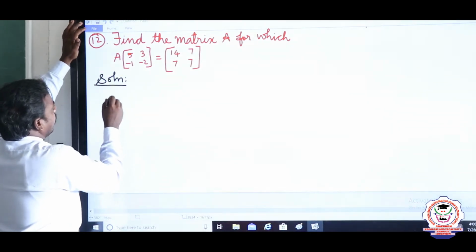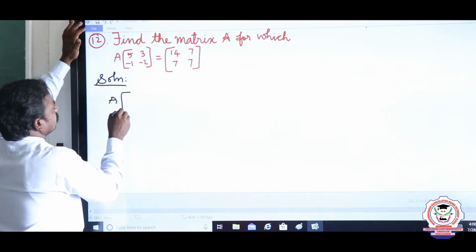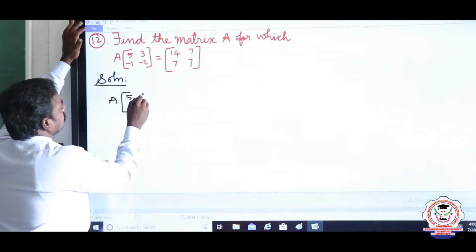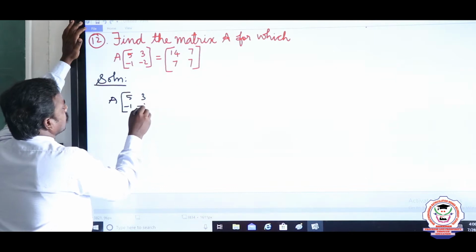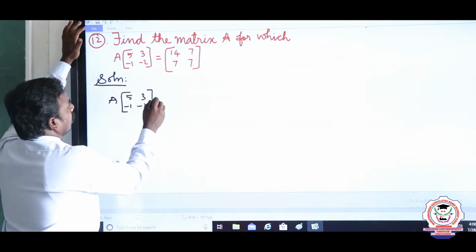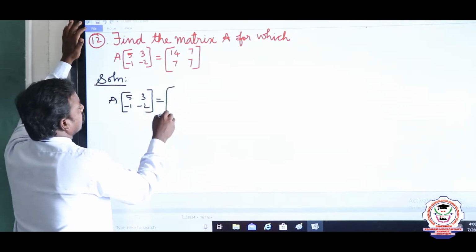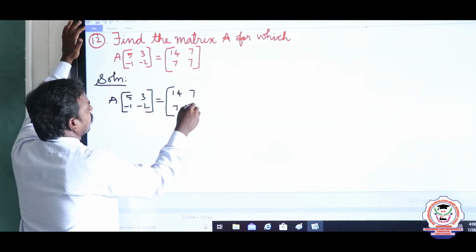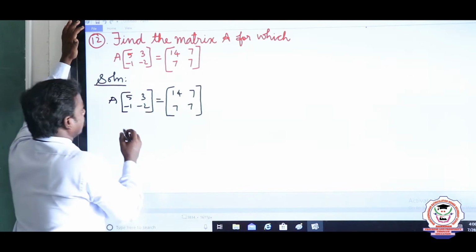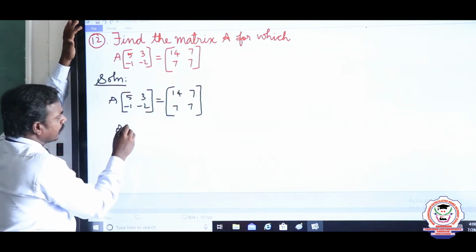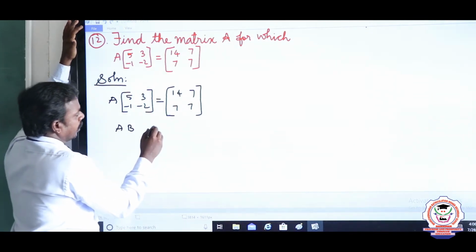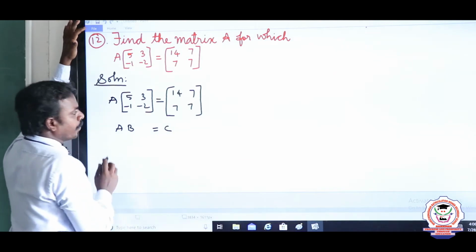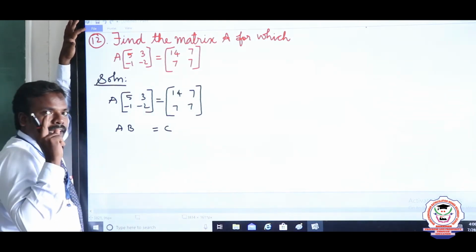Given matrix A into 5 3 -1 -2 equal to 14 7 7 7. So let us consider AB equal to C. From this, they are asking you to find only A.